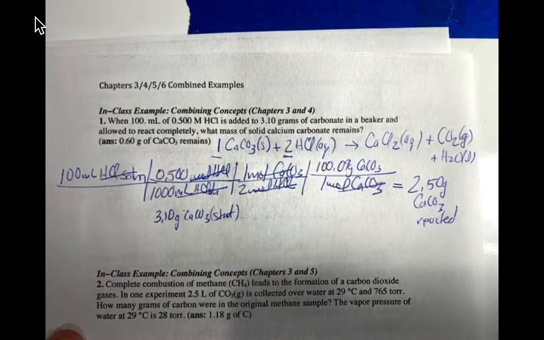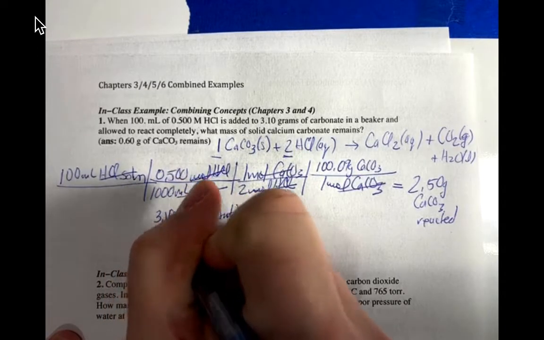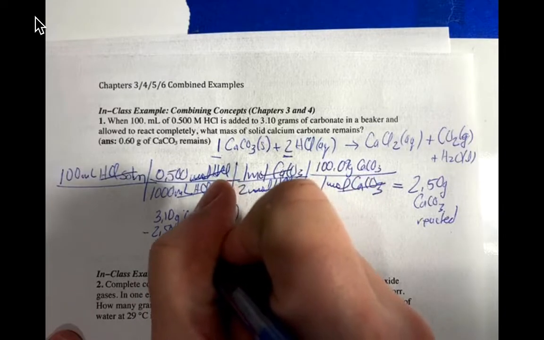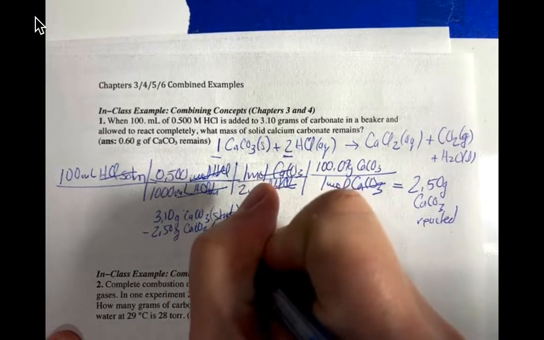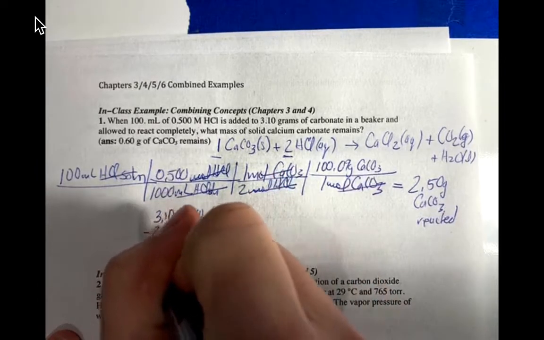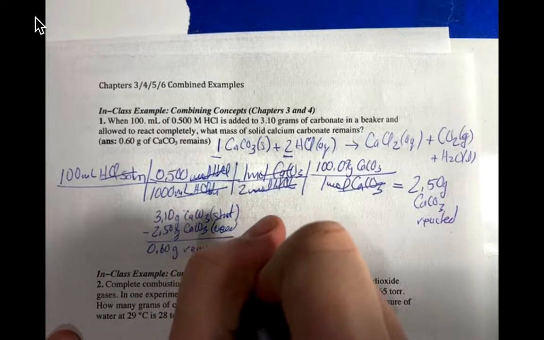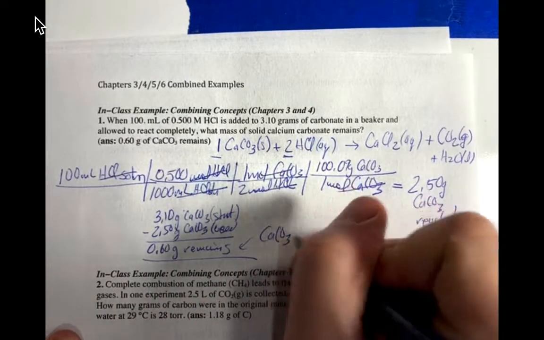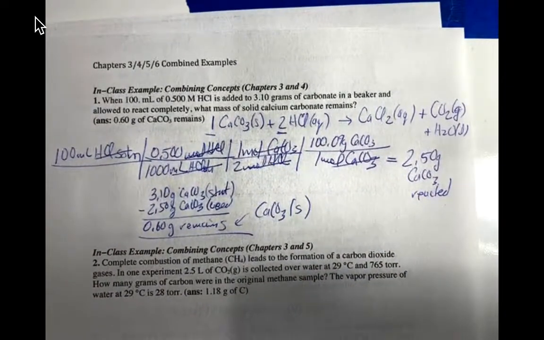Okay, and at the start of the reaction, we had 3.10 grams. The reaction to go to completion requires using up 2.50 grams of calcium carbonate. And that's how we get our 0.60 grams remains. So this would be the amount of solid calcium carbonate that remains at the end of that reaction after we've used up all of the HCl.